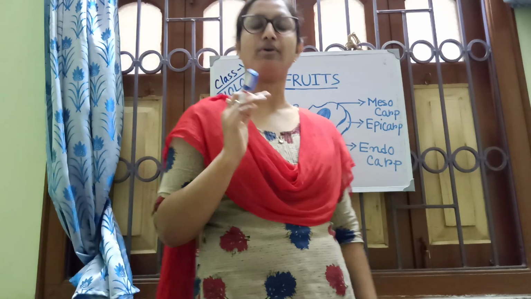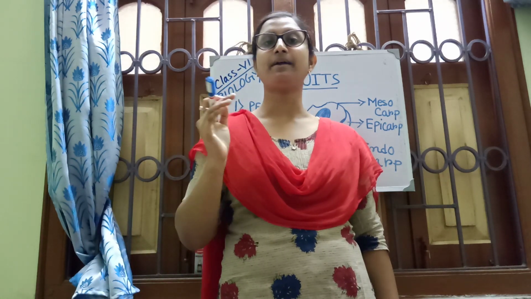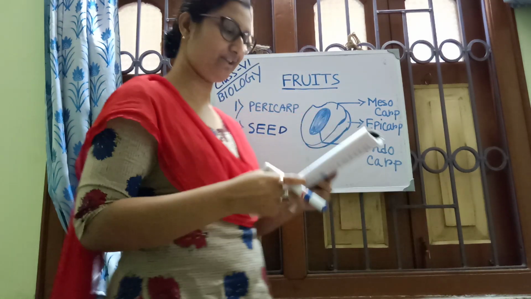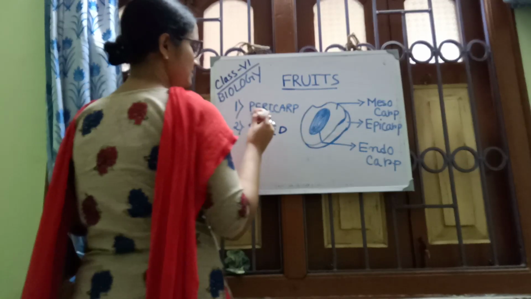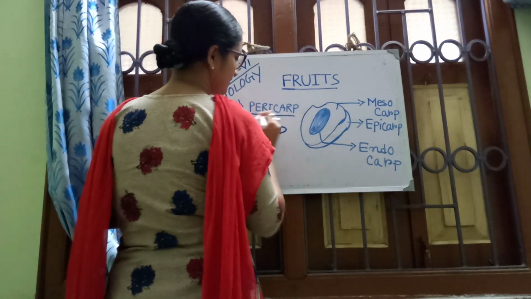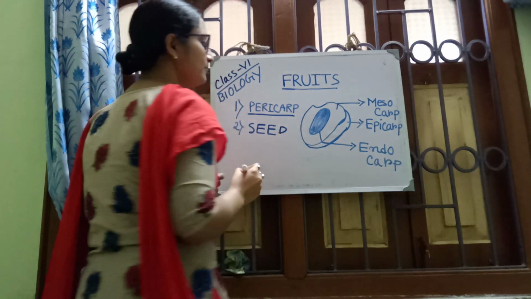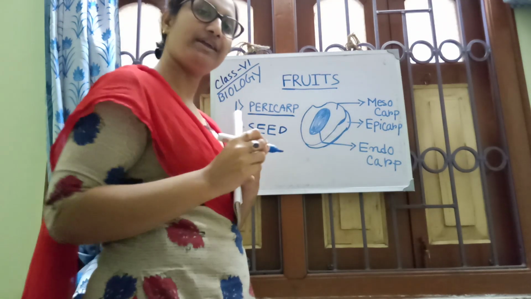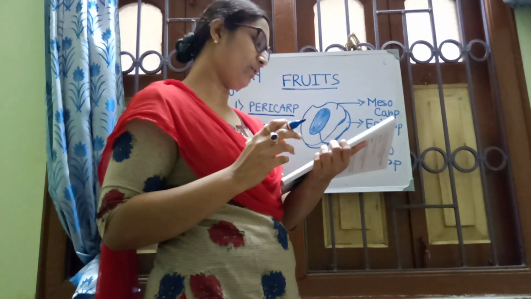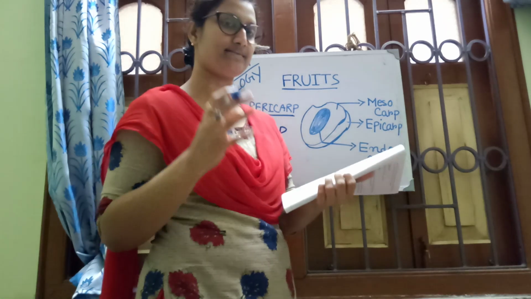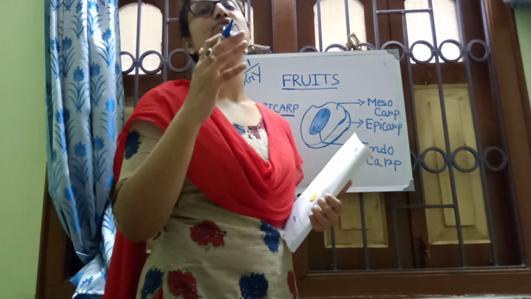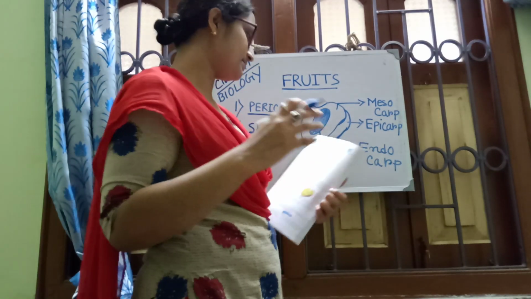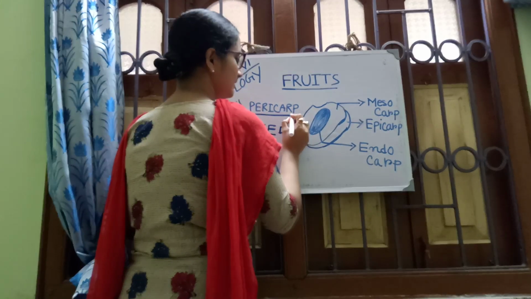What is the pericarp? The pericarp is actually the fruit wall. You can see the pericarp here. The wall of the ovary becomes fleshy and subsequently changes into the pericarp. This pericarp contains sugar.